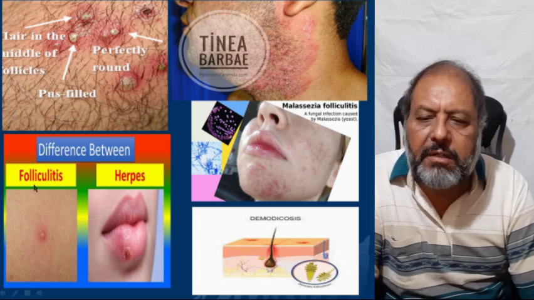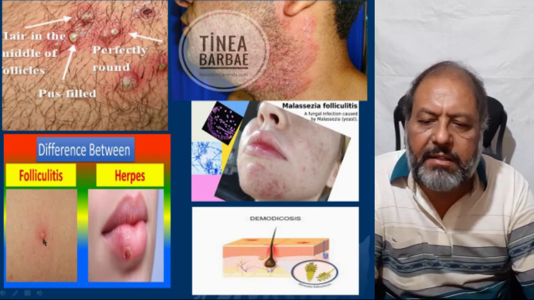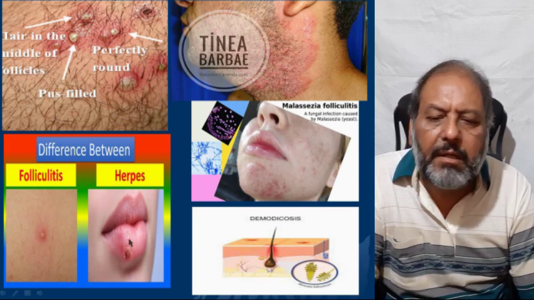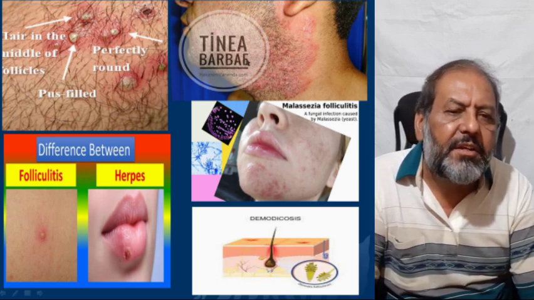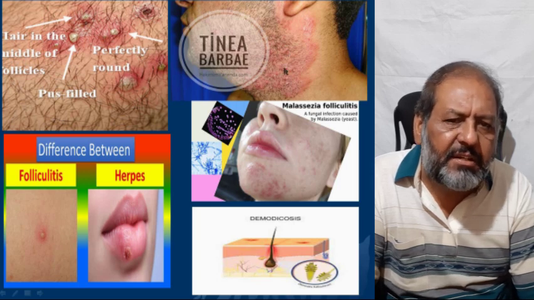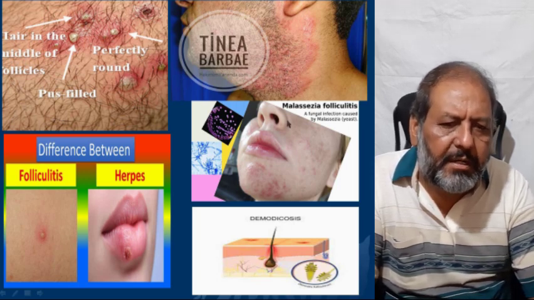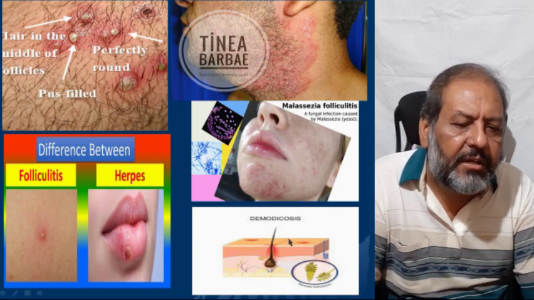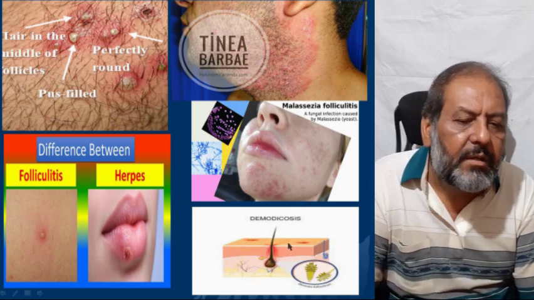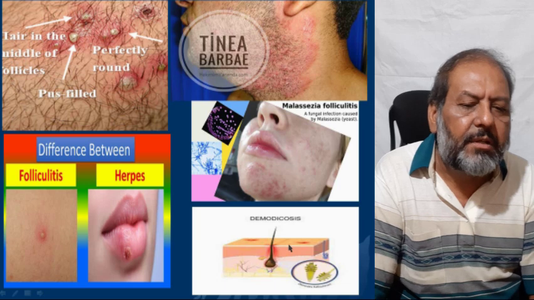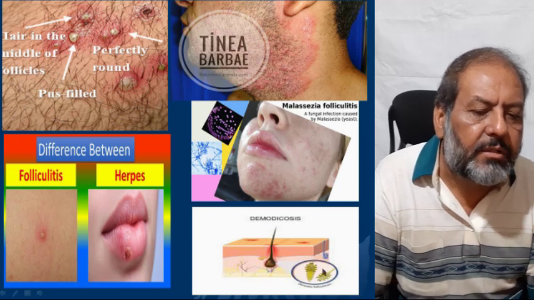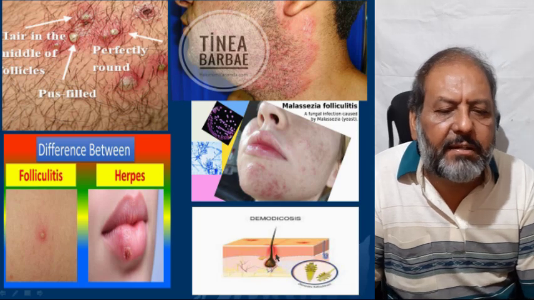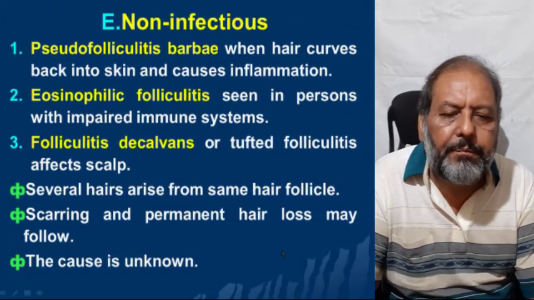Now, regarding the differences between the types, in herpes folliculitis one can see that it is mostly around the mouth. Then tinea barbae is in the bearded area. Then Malassezia folliculitis is a fungal infection. And then the mite which is causing this is Demodicosis, because of this mite which lives in the hair follicles and causes the folliculitis.